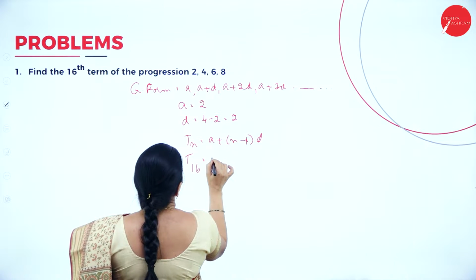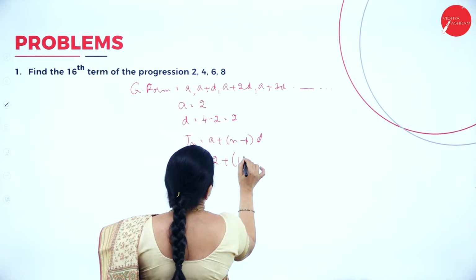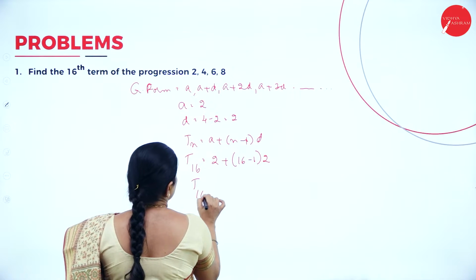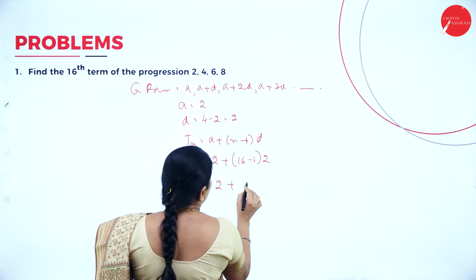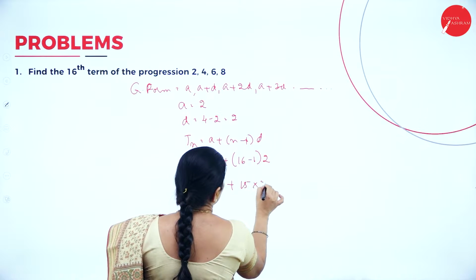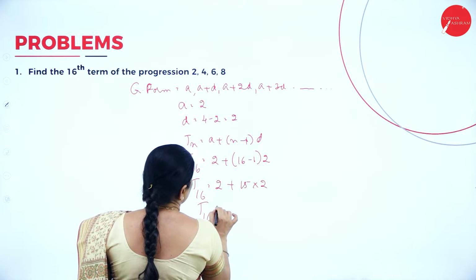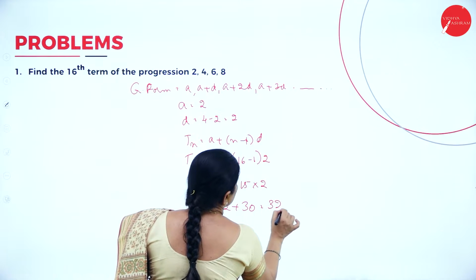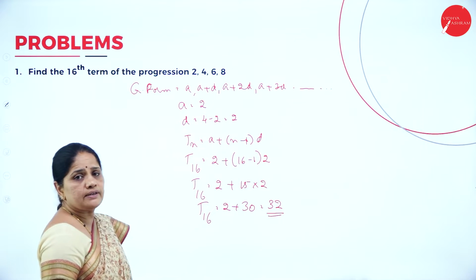So T16 will be 2 plus 16 minus 1 into 2. T16 will be 2 plus 15 into 2. So T16 will be 2 plus 30, that is 32 is the answer.